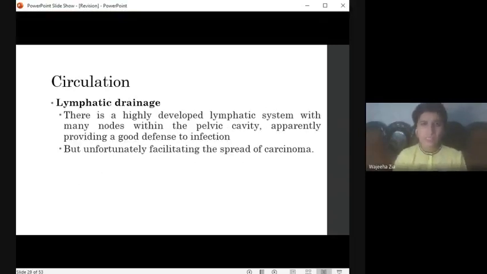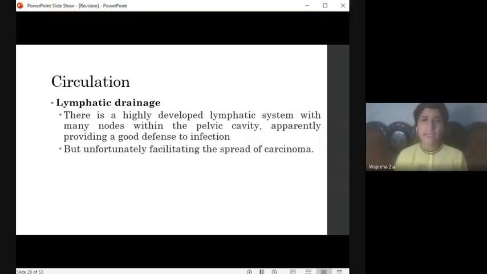Lymphatic drainage of the reproductive system, or the pelvic region, is very rich. In the female, the most vast and separate lymphatic system is that of the breast, and the second one is the pelvic region. This developed lymphatic system allows very good drainage and good defense against infections. But there is also a disadvantage of this developed lymphatic system: in case of carcinoma, in case of cancer, there are more chances of spread from this area.